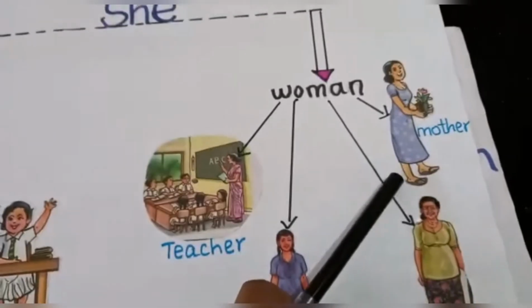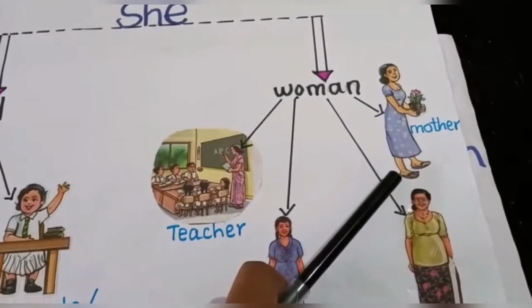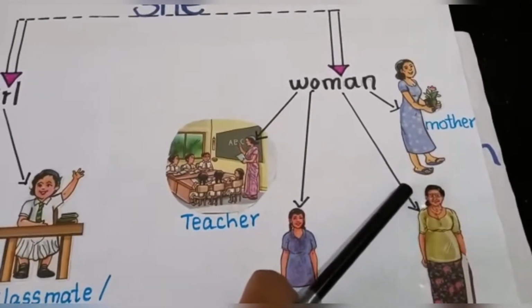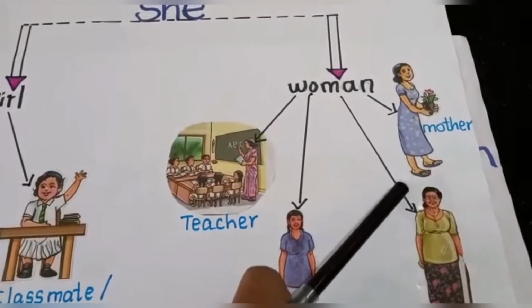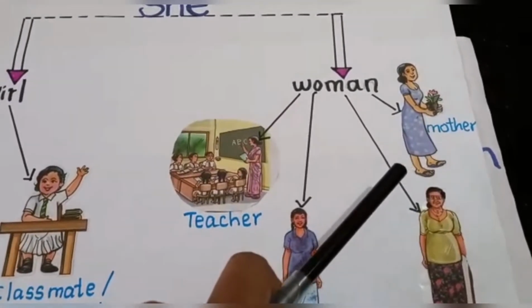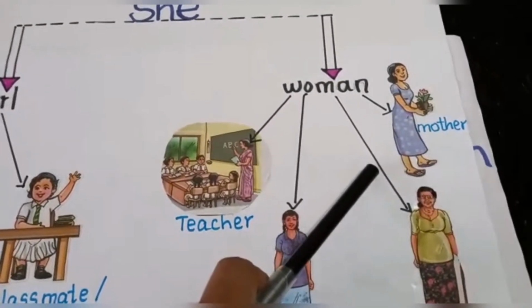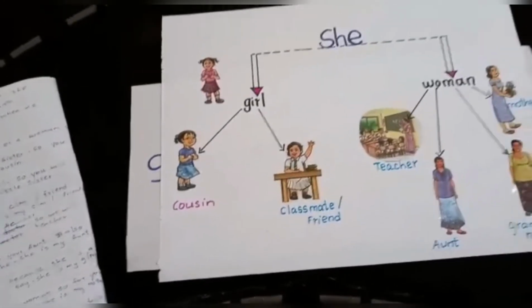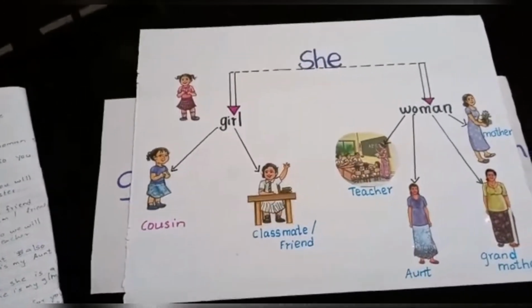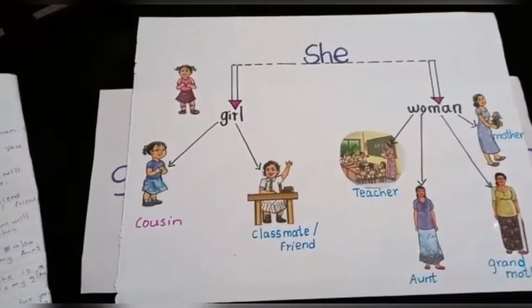Your mother is also a woman, so for your mother also we will use she. She is my mother. So always remember, when we talk about a girl or a woman, we will always use she for them.